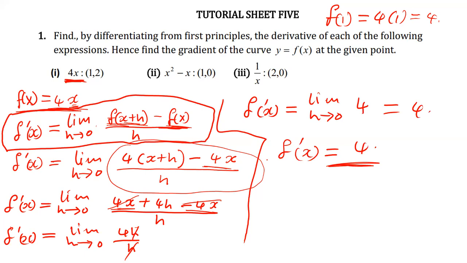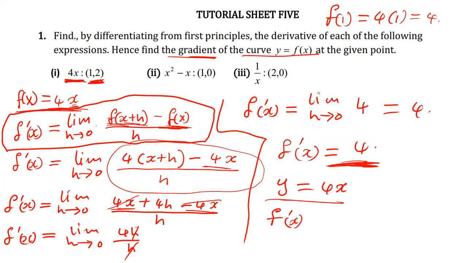All right, okay. So from here, after finding this, we've been asked to find what? The gradient. Find the gradient of the curve y is equal to f of x. So in other words, they're asking us to find the gradient of y is equal to 4x. So the gradient of this function is simply f prime of x at the point that we've been given here, which is (1, 2).